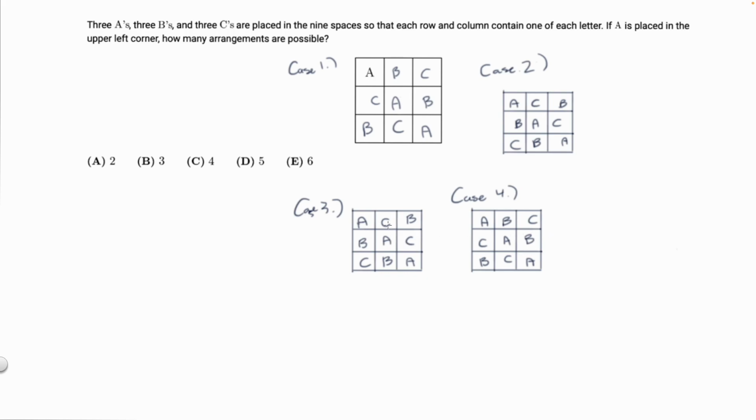So if we take a look at this pattern over here, we have the C here, and we can think of it as shifting it one space to the right, we have it over here, shifting it one place to the right, we have it over here. So this is just a common orderly fashion to calculate the number of arrangements without guessing and checking. So if we look at over here, we have four cases, so the answer is C.